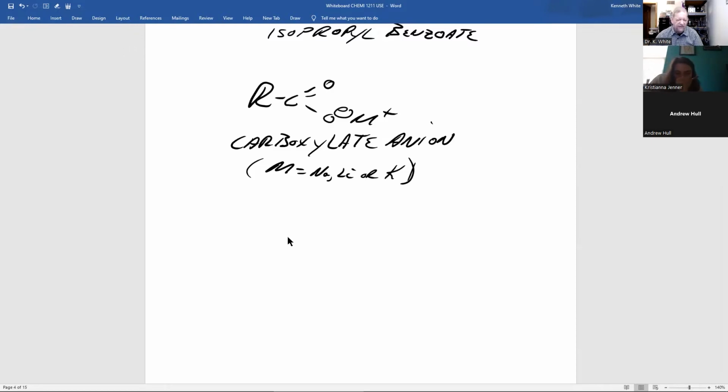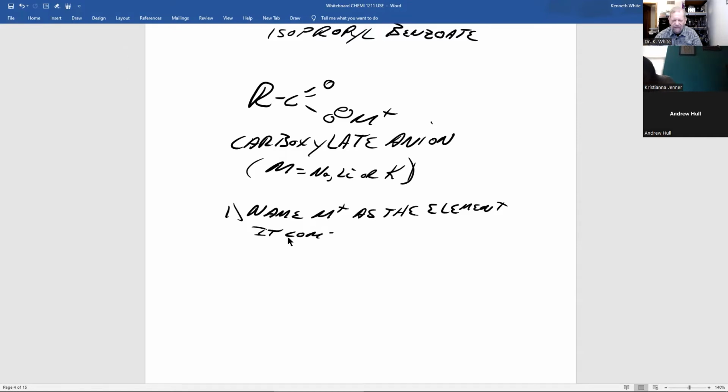It's similar to an ester. One, all right, so you name M plus as the element it comes from, like sodium, lithium, or potassium, and you put that in the very front.